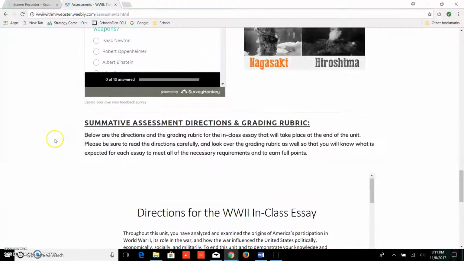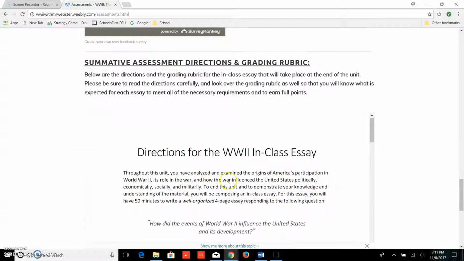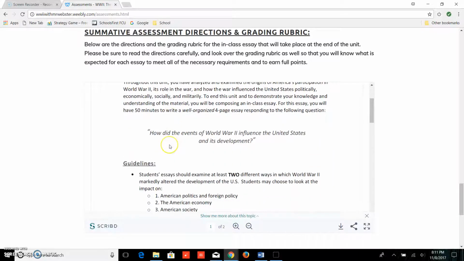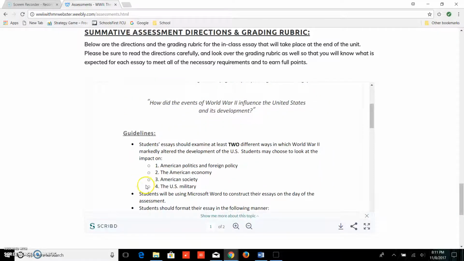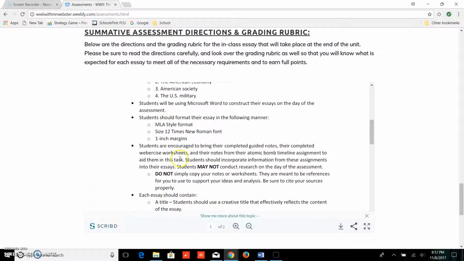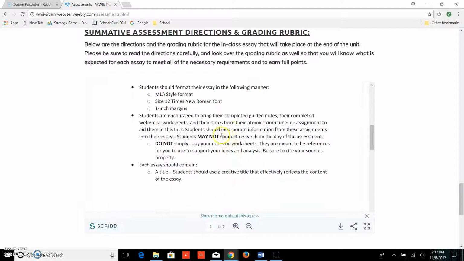And then down here I have the directions for the summative assessment, which will take place at the end of the unit. It's supposed to be a 4-page double-spaced essay, so about 2 pages, that they write in class. They're able to choose to examine at least 2 different ways in which World War II altered the development of the U.S. And they will be using their Chromebooks in order to be able to do this in class. They're also encouraged to bring their completed guided notes and Weber size worksheets and the lessons that we completed previously in order to help them in this task.